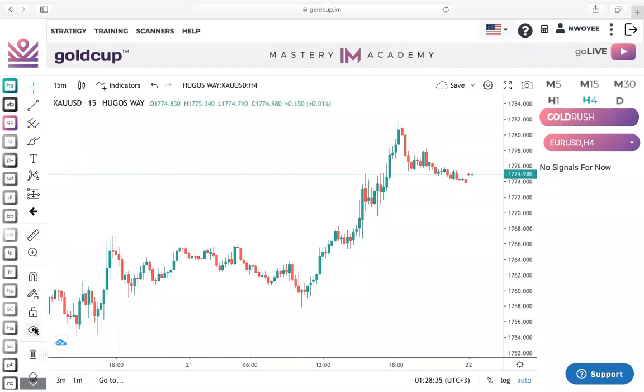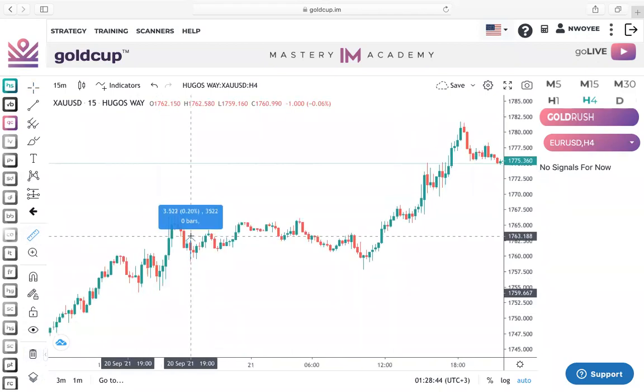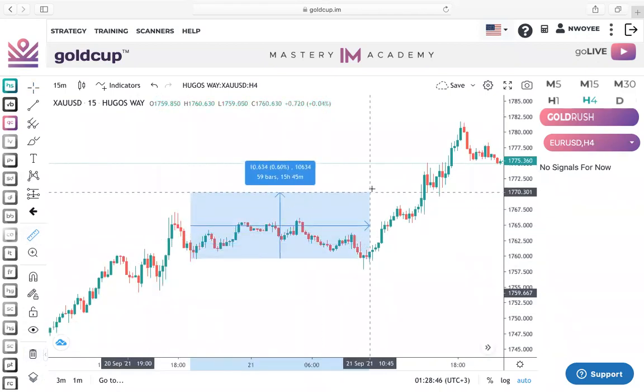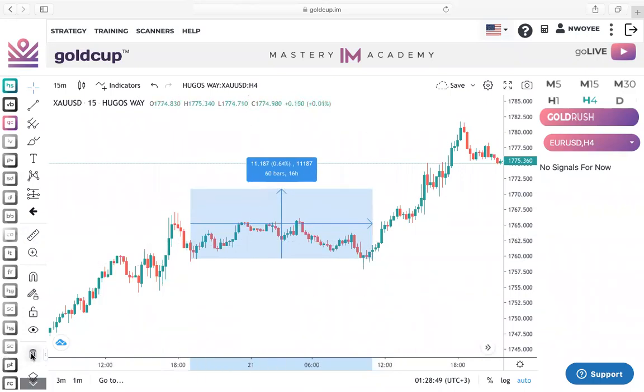Now, the last one that you might have to use too is the delete. So if you wanna delete anything, this is the delete button. Let me try something real quick so you see what I mean. So I just drew this. If I wanna delete, I can just click this.